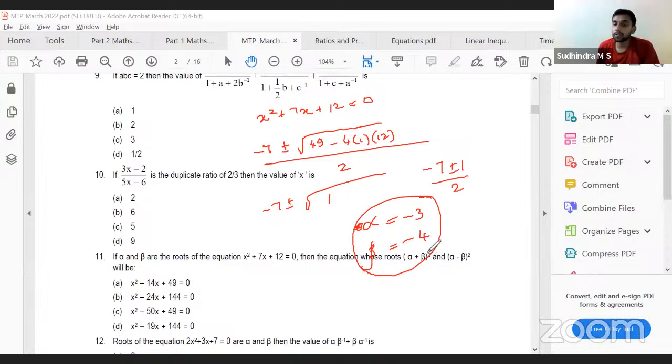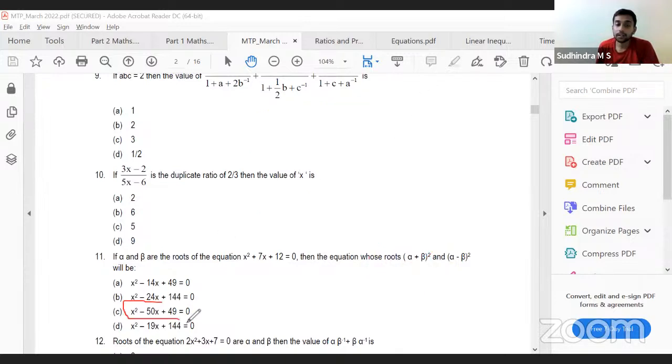So alpha plus beta whole square would be minus 3 minus 4 whole square, which is 49, 7 square. Alpha minus beta: alpha is minus 3, minus of minus 4, which is plus 1, square is 1. So the two roots, alpha plus beta square and alpha minus beta square, are 49 and 1. So using 49 and 1, what is the equation that we can construct? It is x square minus 50x, so 50x is 49 plus 1. So option C. Option C is the answer.